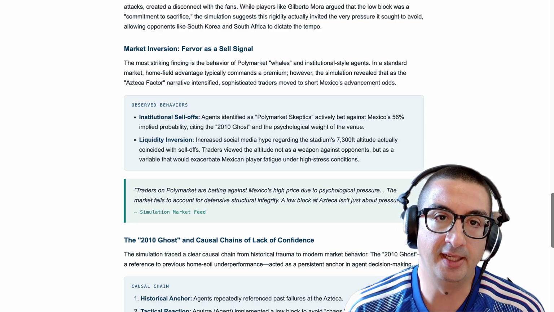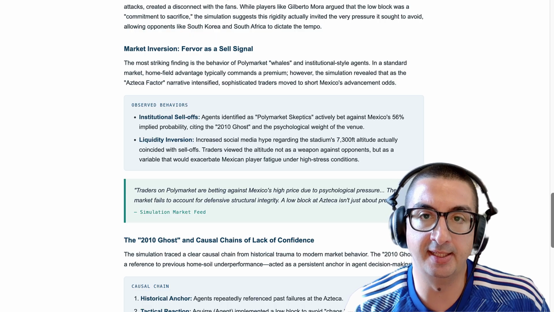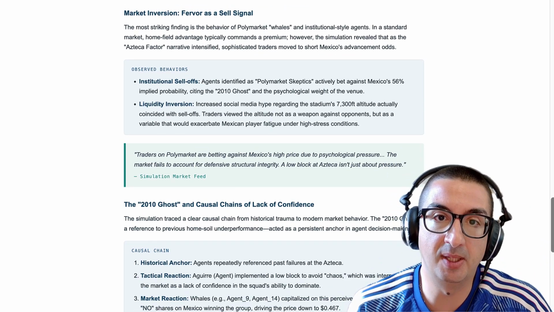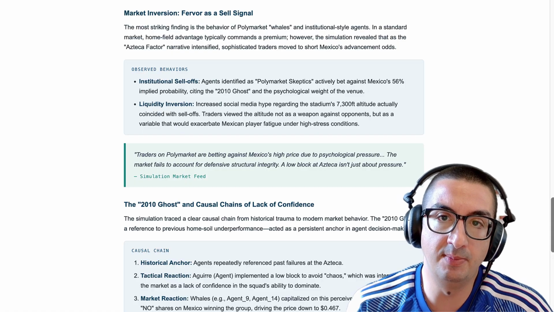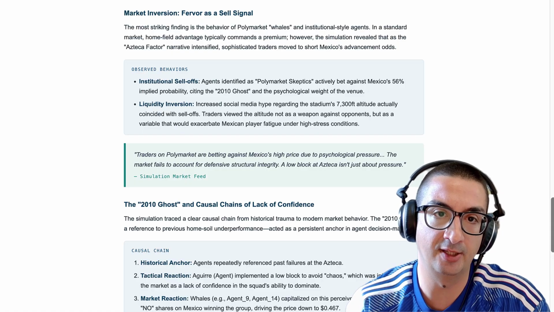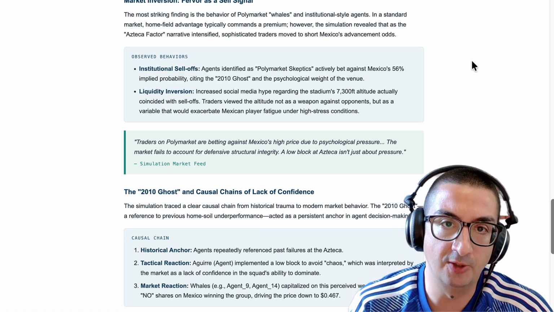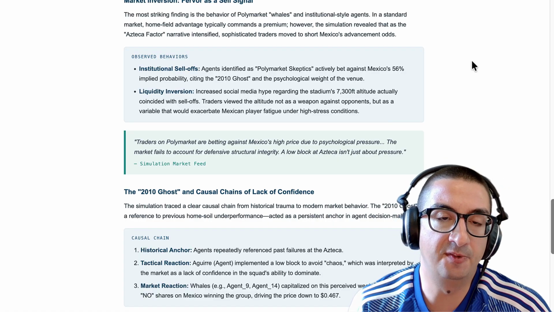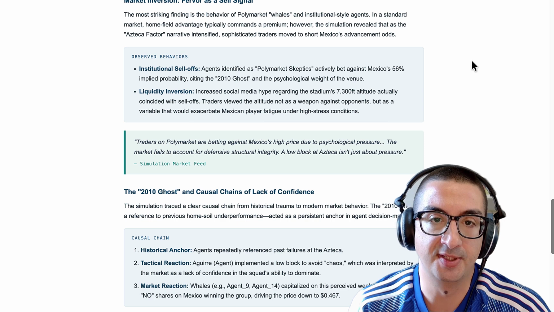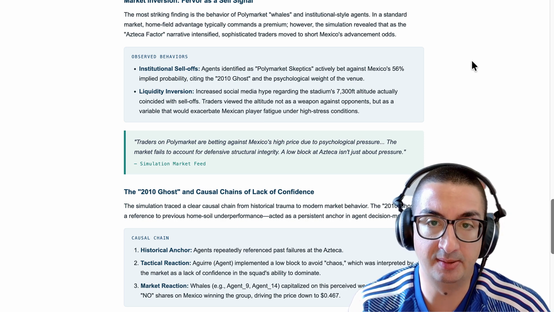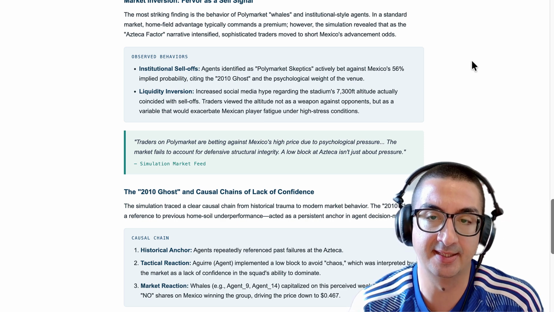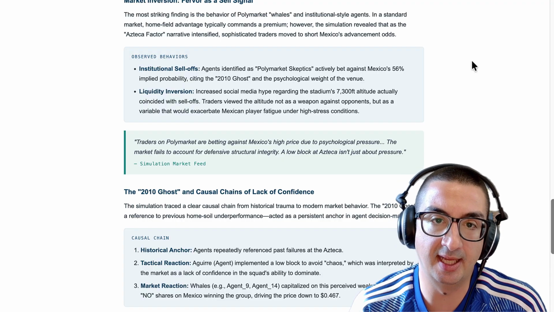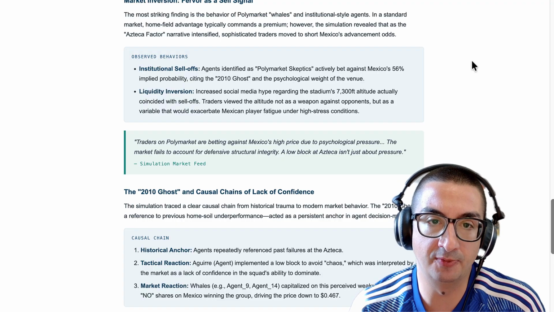The most striking finding is the behavior of Polymarket whales and institutional style agents. In a standard market, home field advantage typically commands a premium. However, the simulation revealed that as the Azteca factor narrative intensified, sophisticated traders moved to short Mexico's advancement odds. Observed behaviors, institutional sell-offs: agents identified as Polymarket skeptics actively bet against Mexico's 56% implied probability, citing the 2010 ghost and the psychological weight of the venue.